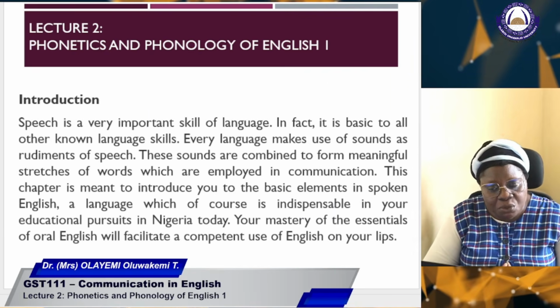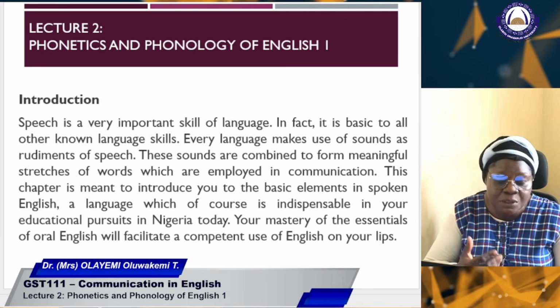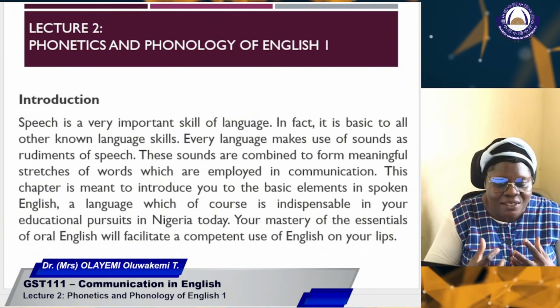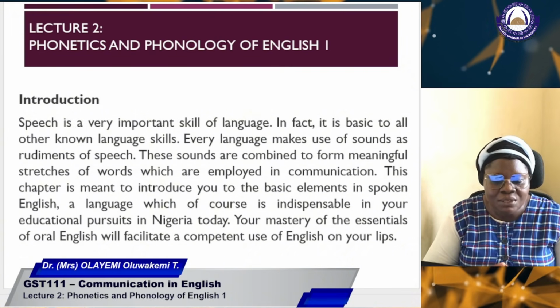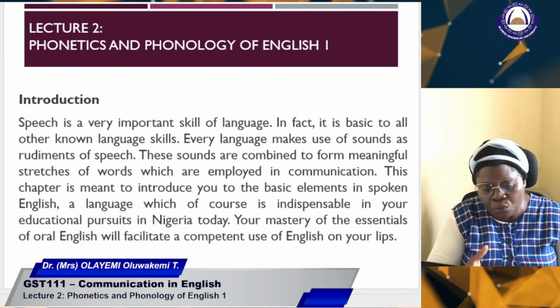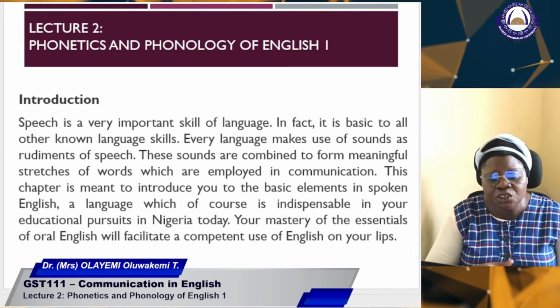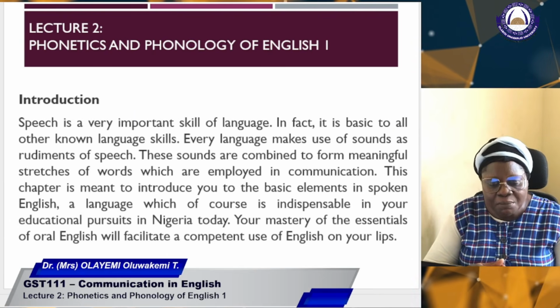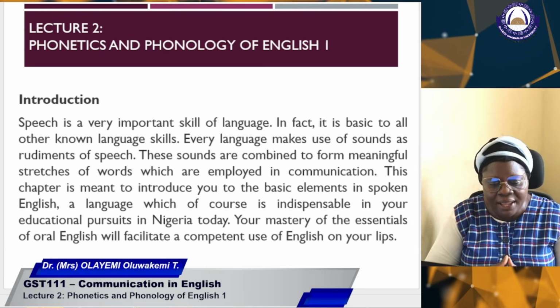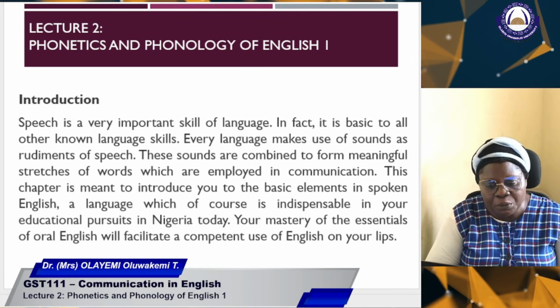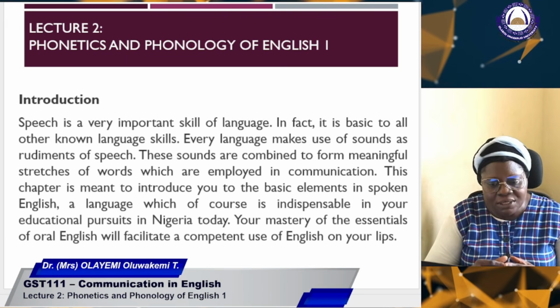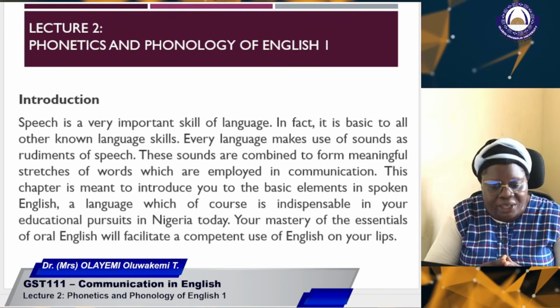So every language makes use of sounds as rudiments of speech. As I speak with you now, you can hear some sounds, and those sounds are combined to make meaningful expressions, meaningful words that you can relate with. So it is very important for you to focus on the way you relate with other people, to think about it and practice it and do it well.